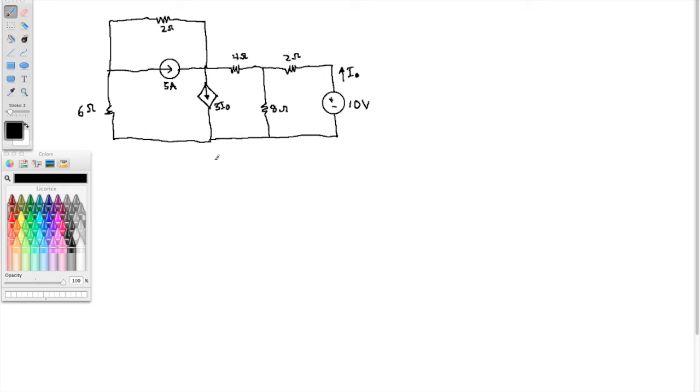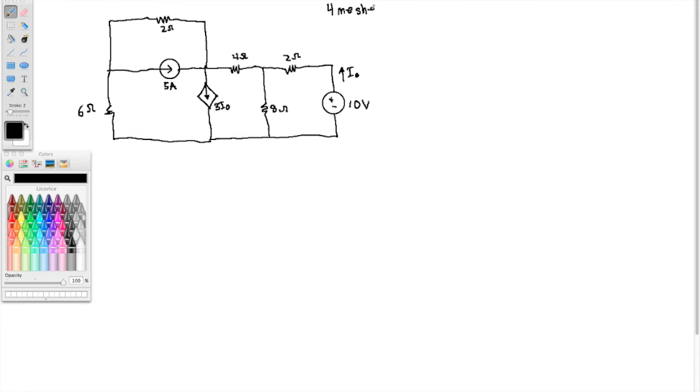Okay, and I do want to point out, in this circuit, we have no series resistors and no parallel resistors, so we can't use voltage division or current division, we can't combine resistors, anything like that. So we have to go to our last resort, which is either mesh analysis or nodal analysis, and we're going to use mesh analysis in this case, because if you notice, we've got 1, 2, 3, 4 meshes.